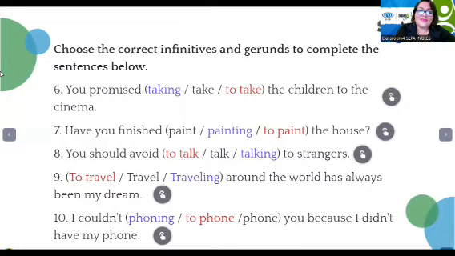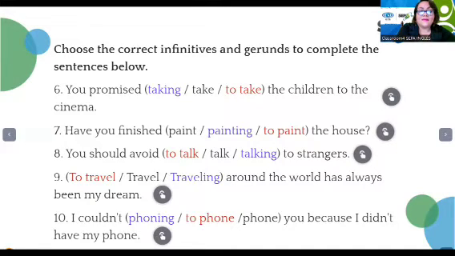Let's move to the next exercise. Choose the correct infinitives and gerunds to complete the sentence below. Again, please focus on those sentences and check how we are going to answer according to what we have studied.